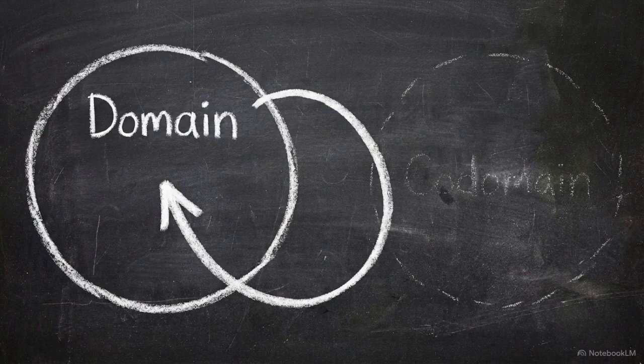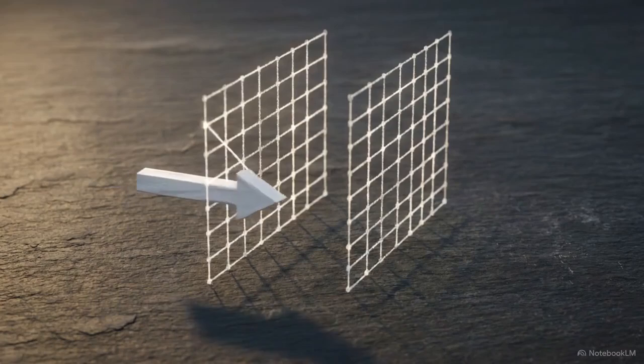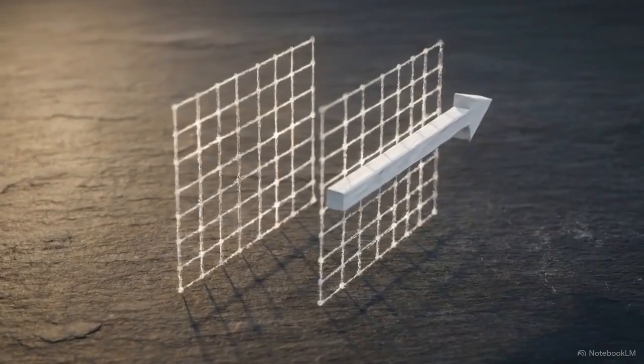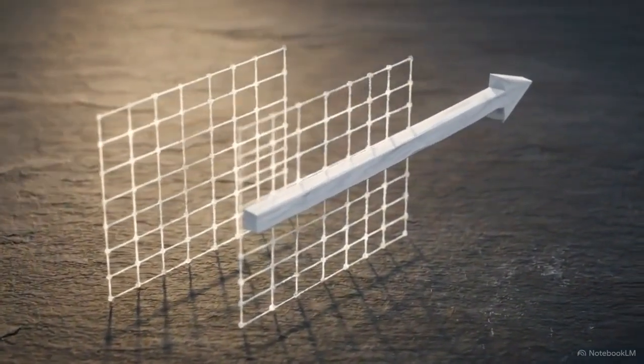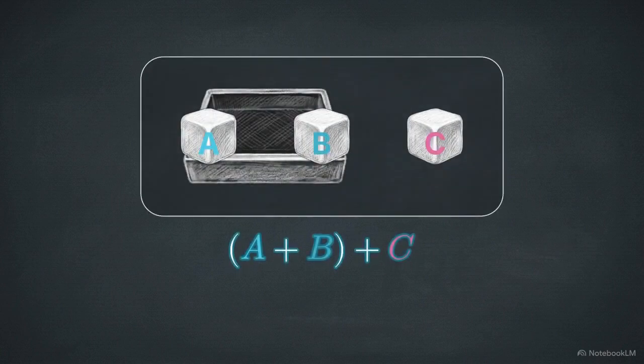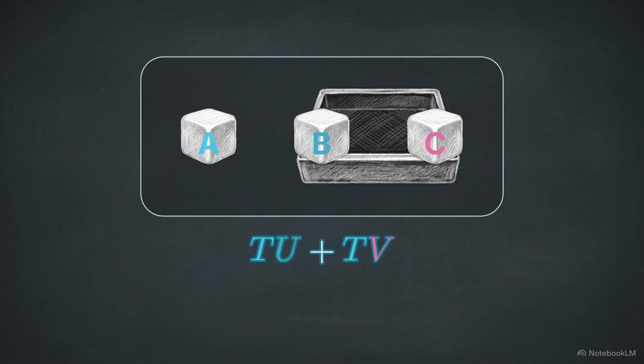When a transformation maps a space directly back into itself, where the domain equals the codomain, we call it a linear operator. The space of all linear operators is denoted as L of V,V. Here we can do something new. We can compose operators, feeding the output of one directly into the input of another, effectively multiplying them. Theorem 6 guarantees that the composition of two operators, UT, is still a linear operator. It follows familiar algebraic rules. It is associative, meaning the grouping of operations doesn't change the outcome, and it distributes over addition.